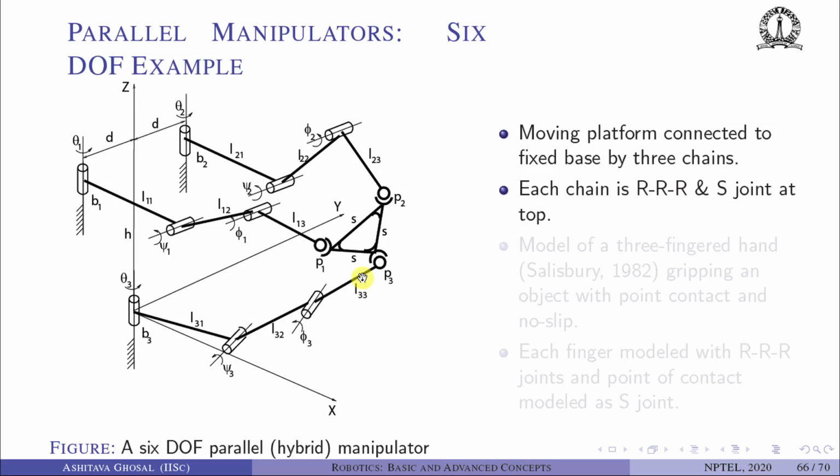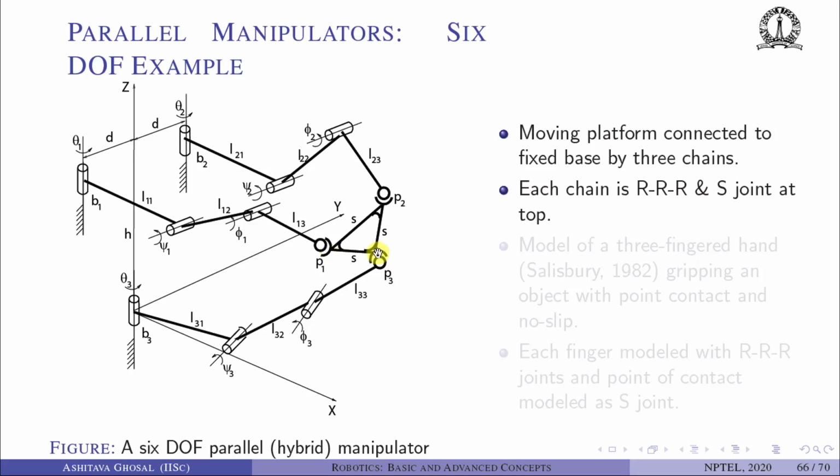This is another example of a 6 degree of freedom parallel robot. This is basically a hybrid robot. Why? Because there are these chains which are serial robots, and then there are these loops. I can go from this first joint to one spherical joint, then go to another spherical joint and come back to 3. Likewise, I can go from 1 to one spherical joint and come back to another, the second fixed rotary joint. Each chain is R, R, R, and S to the top. So this is an interesting robot.